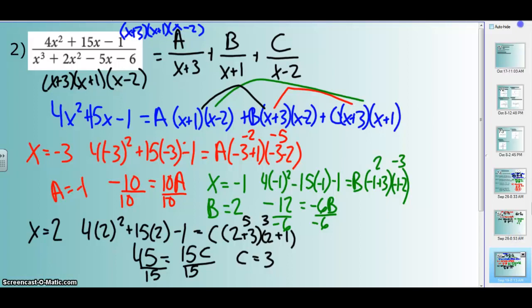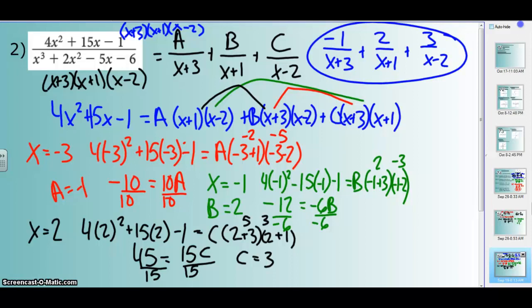So now my final answer, get my calculator out of the way. A is negative 1, so I'm going to have negative 1 over x plus 3. My b is 2, so plus 2 over x plus 1. And my c is 3, so plus 3 over x minus 2. So that will be my final answer.